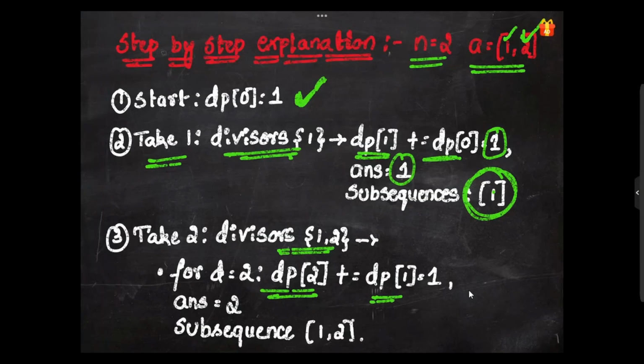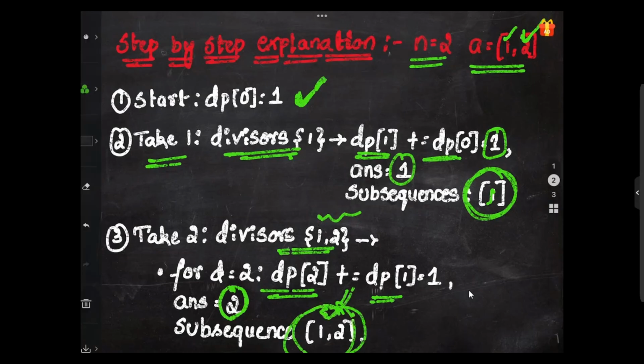So in this one subsequence we got 1 here, and this one dp of 2 also we have 1. 1 plus 1 will lead to 2, so the answer we will get here is 2, because we have the devices 1 and 2, right? So we need to consider dp of 2 is 1, dp of 1 is also 1, 1 plus 1 will lead to output 2, right? The subsequence that we got here is 1 comma 2.